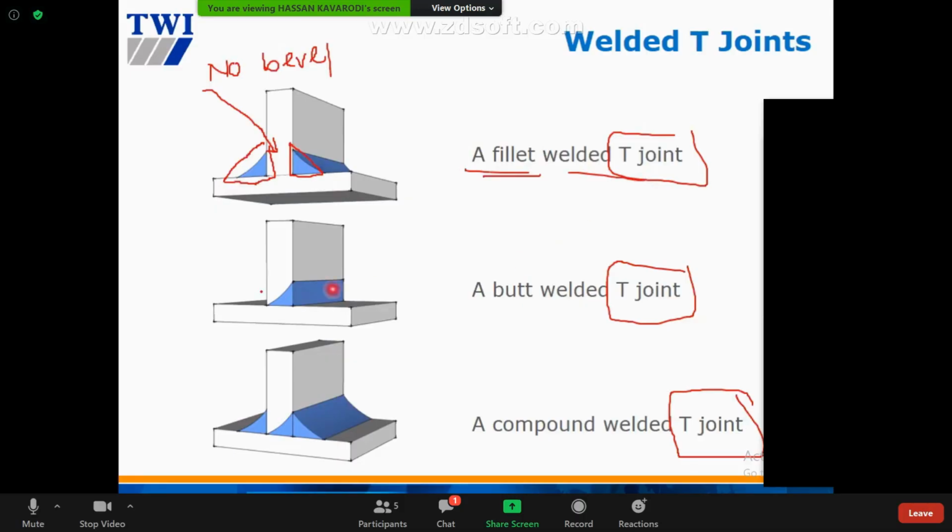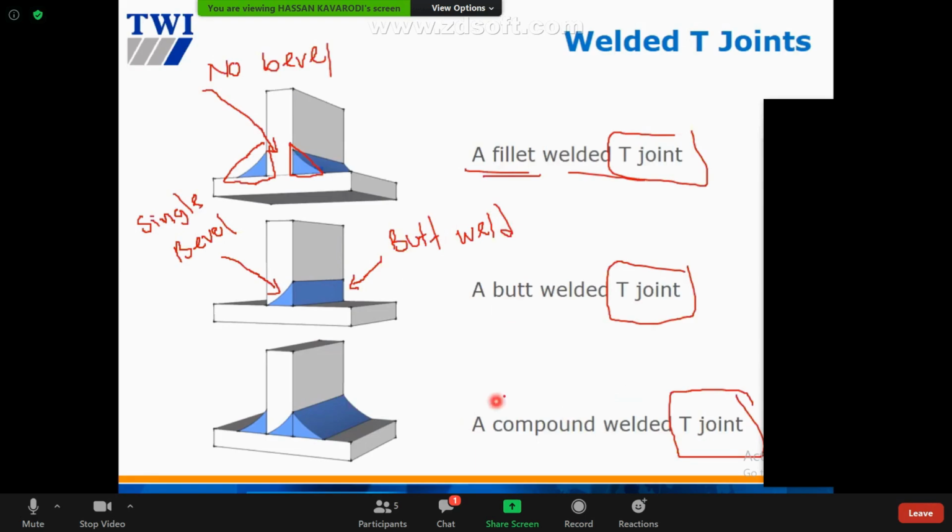Another example here, you can see there is a bevel. So the bevel here, we say it is a single bevel. When we have a single bevel here, this weldment we call butt weld. That's why here it says butt weld in T-joint. T-joint does not necessarily have fillet only. You also get butt weld in T-joint because it's a single bevel there. Okay, clear about this?